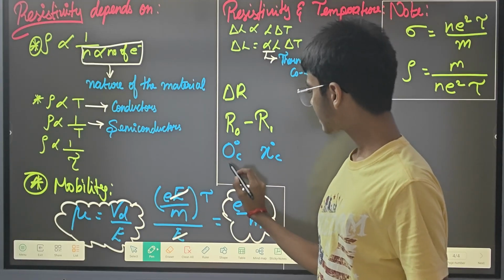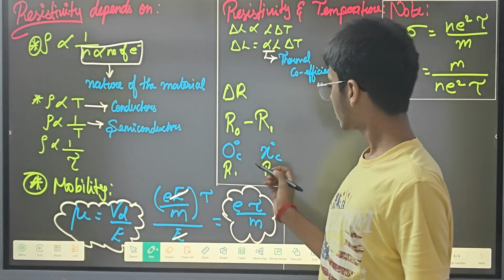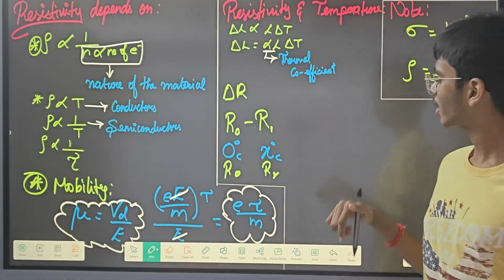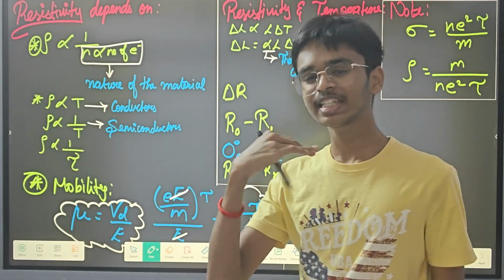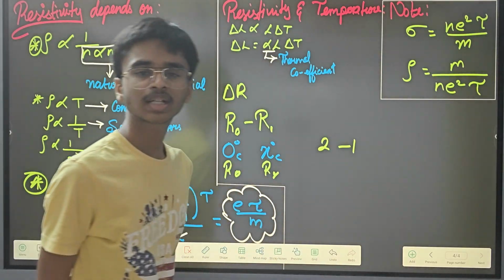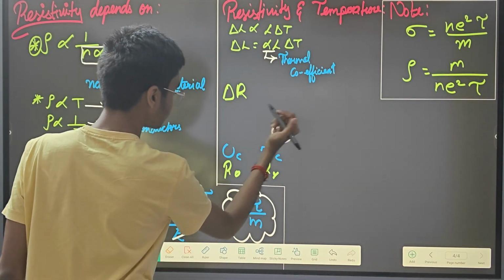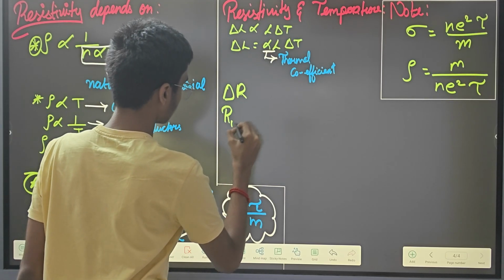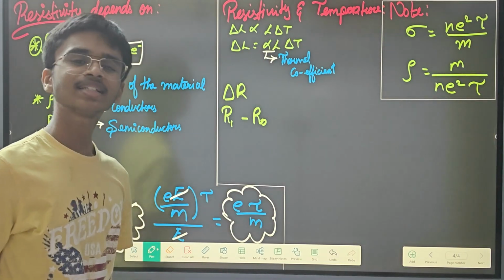Okay, so this is actually R1 and this is actually R2. Here R1 can be said as R0, and this R2 can be R2 itself. We all know that in any delta, that means in any change, we will always write 2 minus 1. So here also it should be written as R1 minus R0.